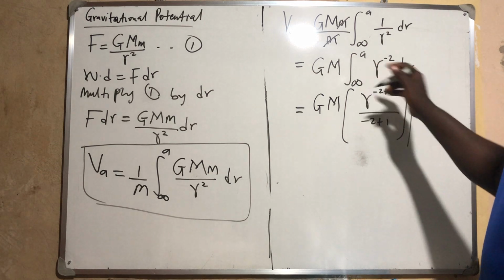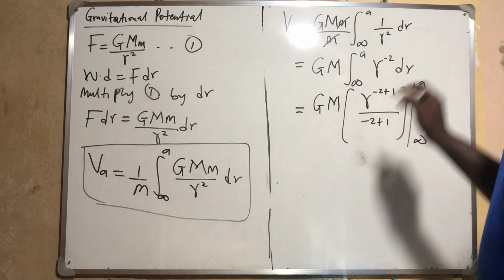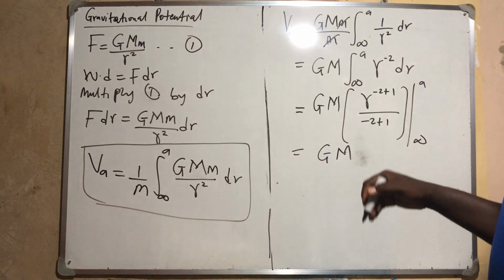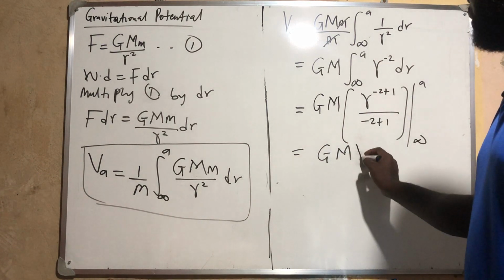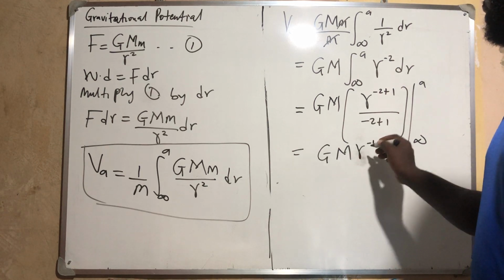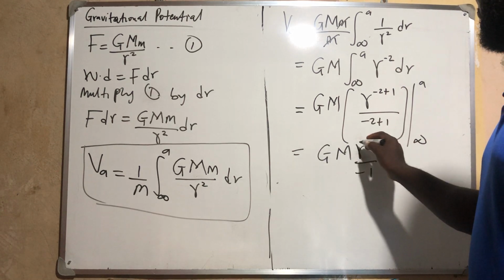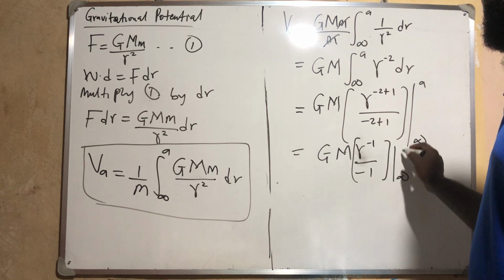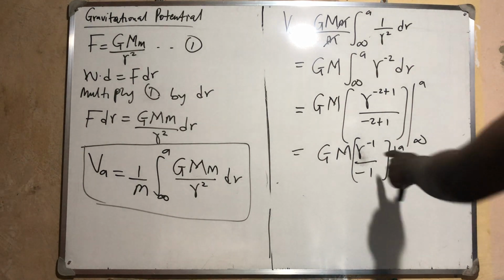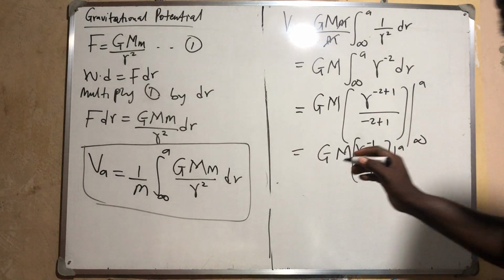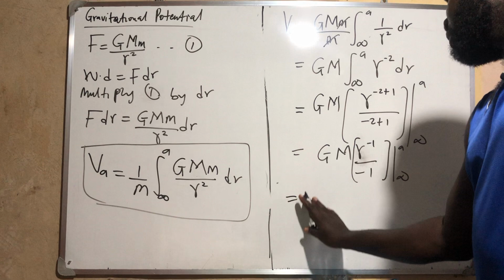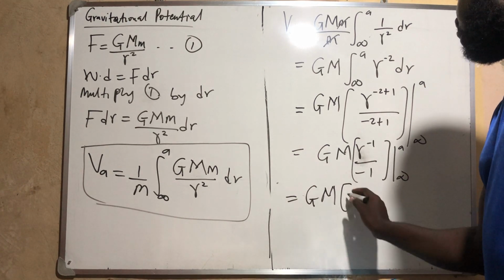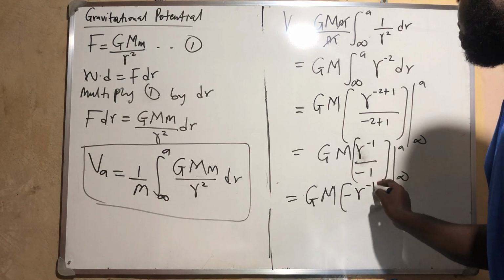But the integration has a range. The range is from infinity to a. So this is my GM, and what I have here is r raised to the power minus 1, divided by minus 1. Then don't forget your range, from infinity to a. Anything divided by minus 1 means the minus will come outside. So I now have GM in bracket of minus r raised to the power minus 1.